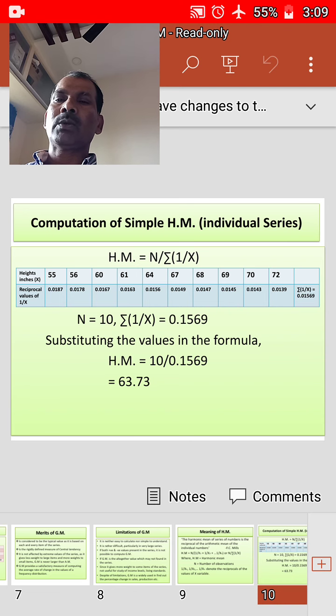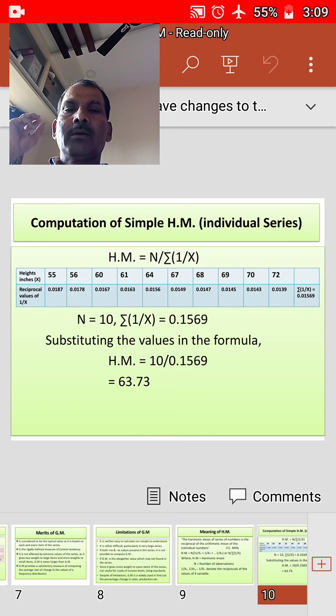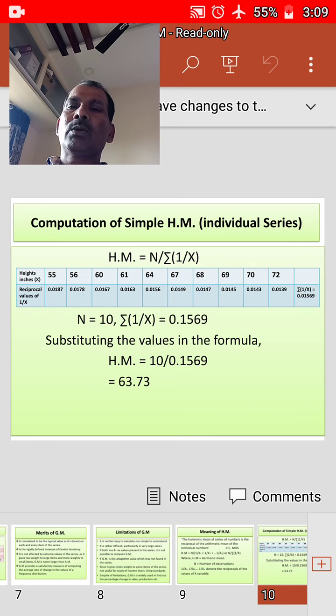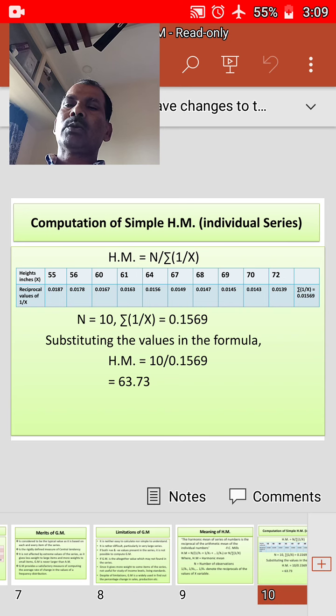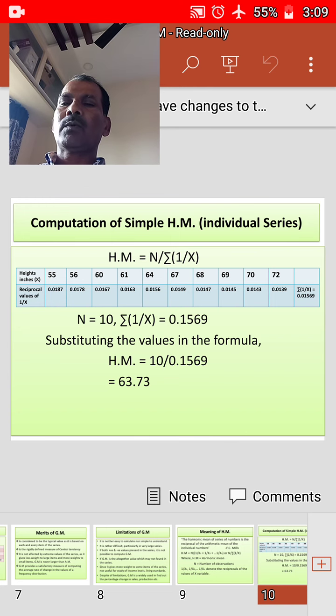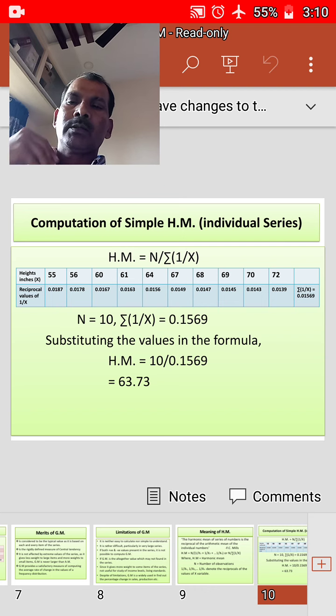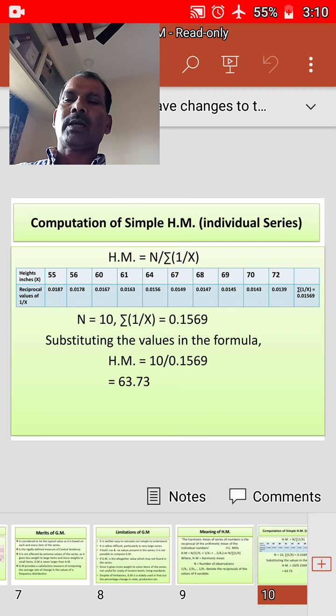1 by 55 is equal to 0.0182, 1 by 56 is equal to 0.0178, 1 by 60 is equal to 0.0167, 1 by 61 is equal to 0.0163, 1 by 64 is equal to 0.0156, 1 by 67 is equal to 0.0149, 1 by 68 is equal to 0.0147, 1 by 69 is equal to 0.0145, 1 by 70 is equal to 0.0143, 1 by 72 is equal to 0.0139.